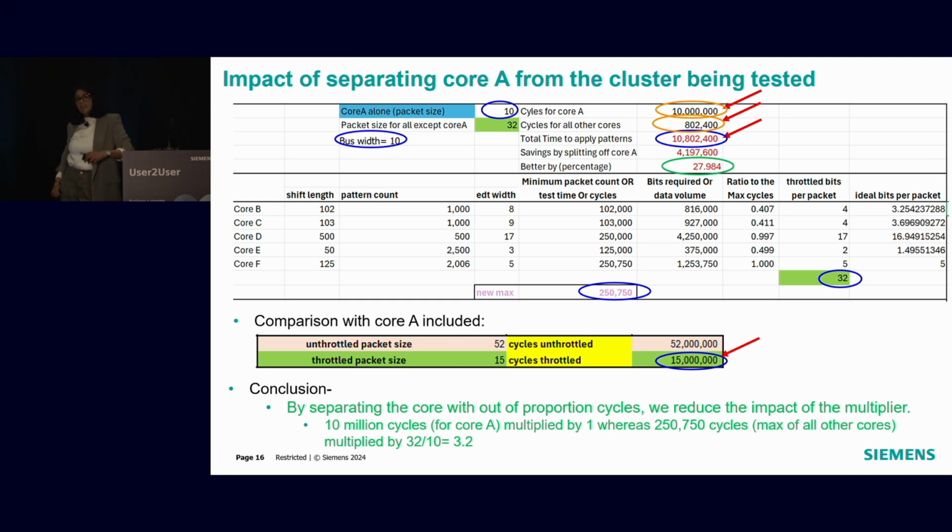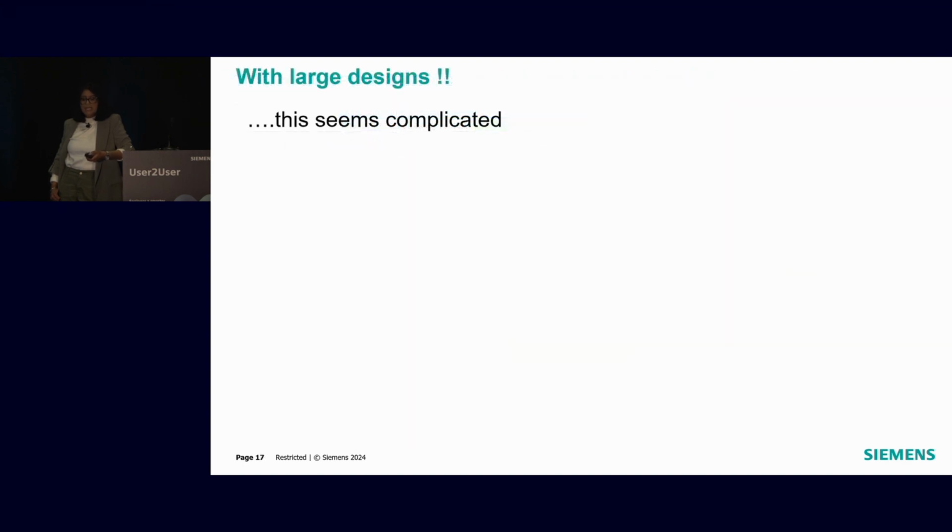So now if you separate core A out, you are going to be consuming only 11 million cycles, versus if you throw core A in the mix for testing with the rest of the cores, which gives you 15 million cycles, right? Now with large designs, I talked about math, I talked about numbers.